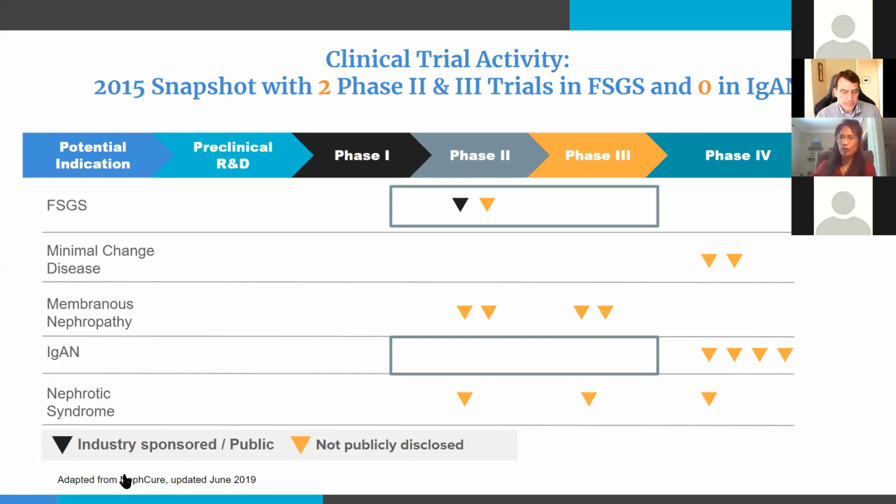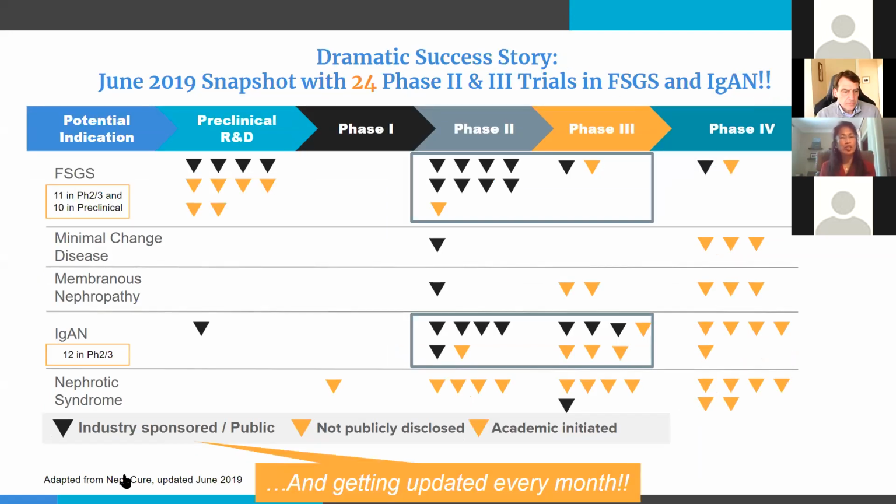This is a slide put together by NephCure. Just 5 years ago, in 2015, when you look at the number of FSGS and IgA trials, there were only two FSGS trials in phase 2 and 3, and none, zero, in IgA nephropathy. Next slide, please. If you fast forward to 2019, just 4 years later, look at the boom of activity. Just looking at IgA nephropathy, there were 12 studies in phase 2 and 3.